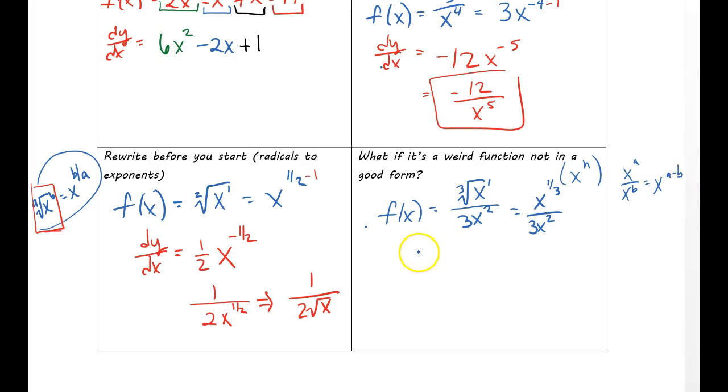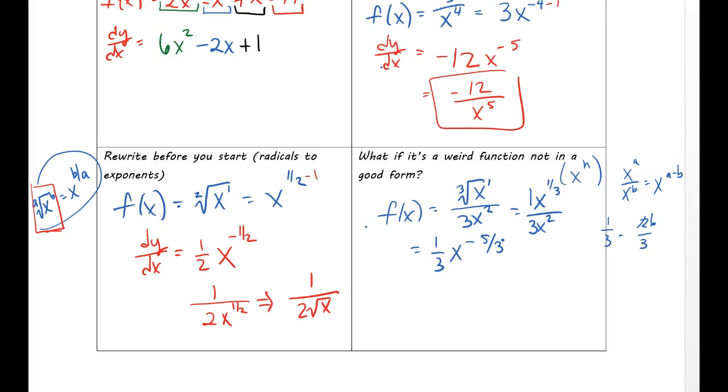So I'm going to rewrite this when I'm still rewriting. I haven't even taken a derivative yet. I'm going to rewrite this as 1/3 because that 3's on the bottom and there's an invisible one there. So 1/3 and then x to the, what power would that be? What is 1/3 minus 2? Let's put that over 3, which makes that a 6. So I'm getting negative 5/3 power. Okay.